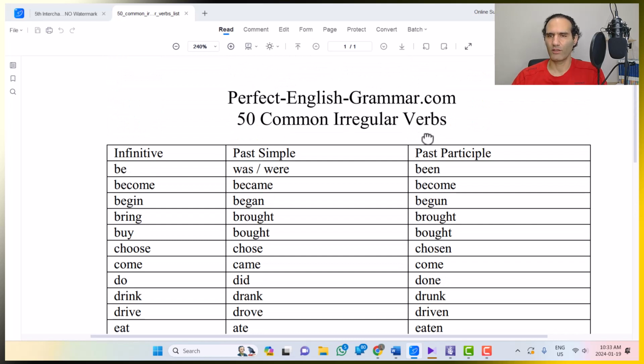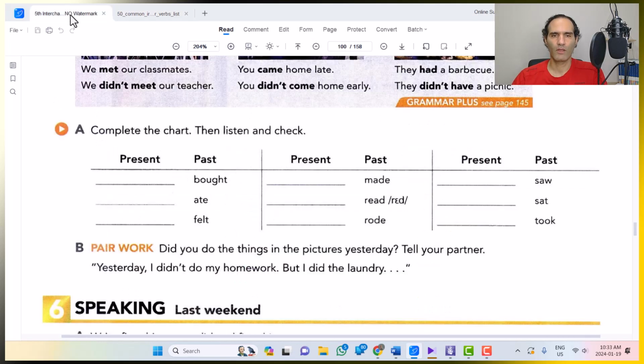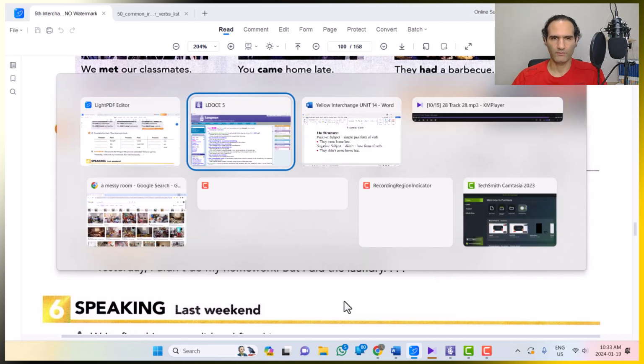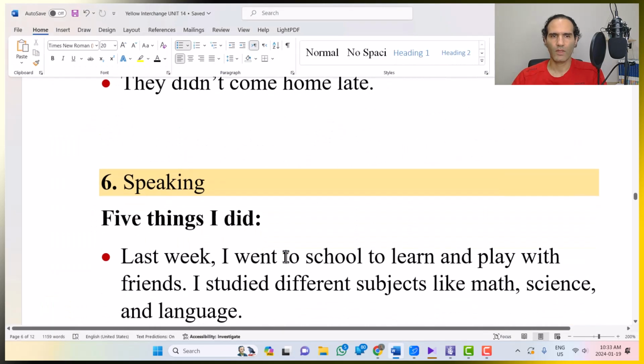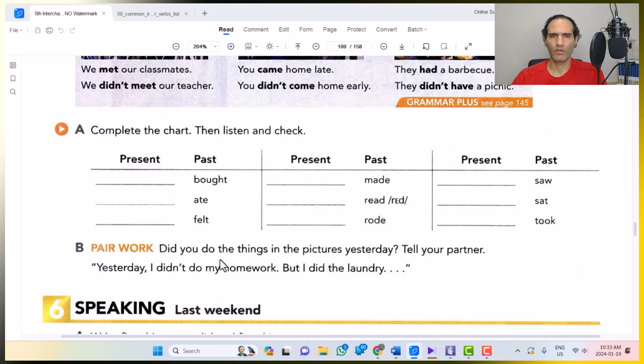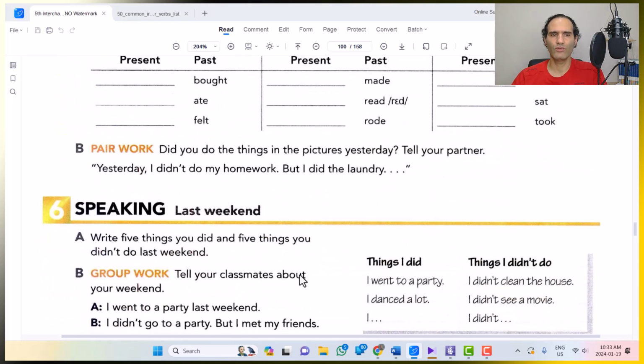Later we will take care of this part as well. Your job, memorize them. If you Google 50 common irregular verbs, a list like this comes for you. Now, we don't have any speaking part for this part. Let's continue.